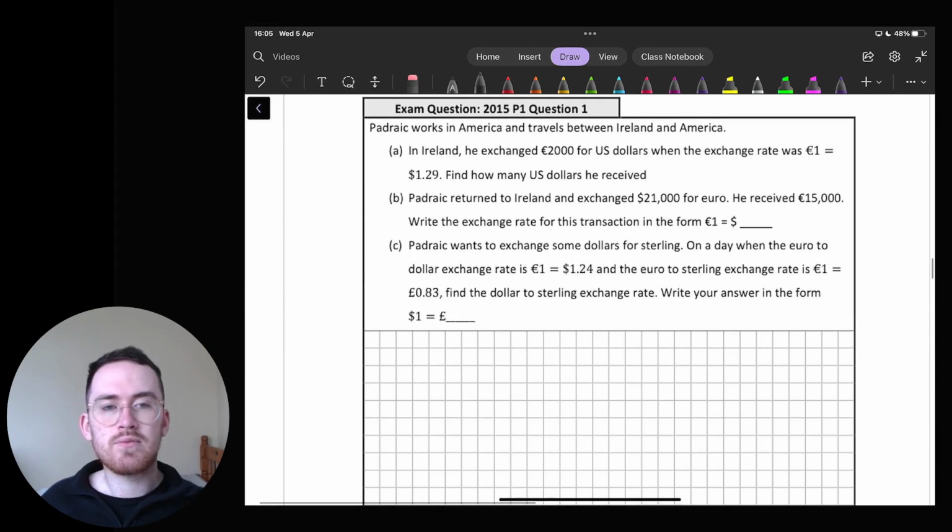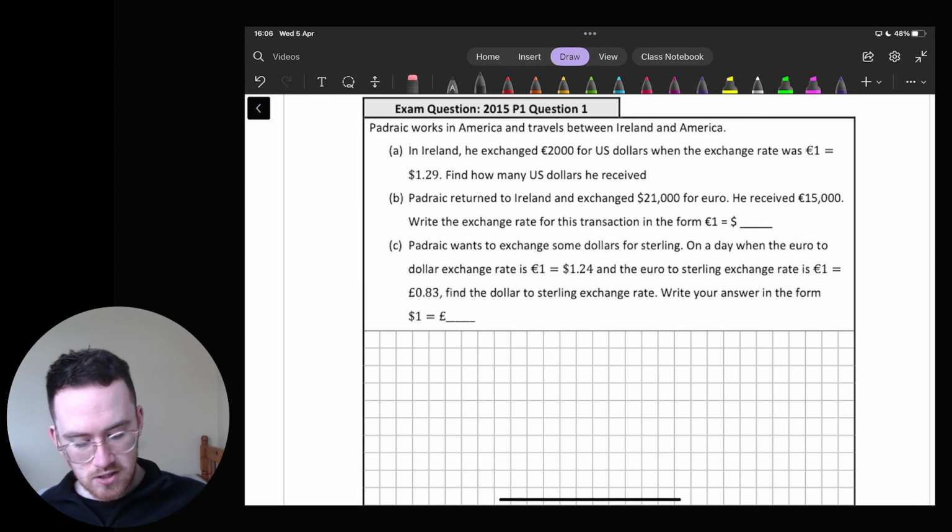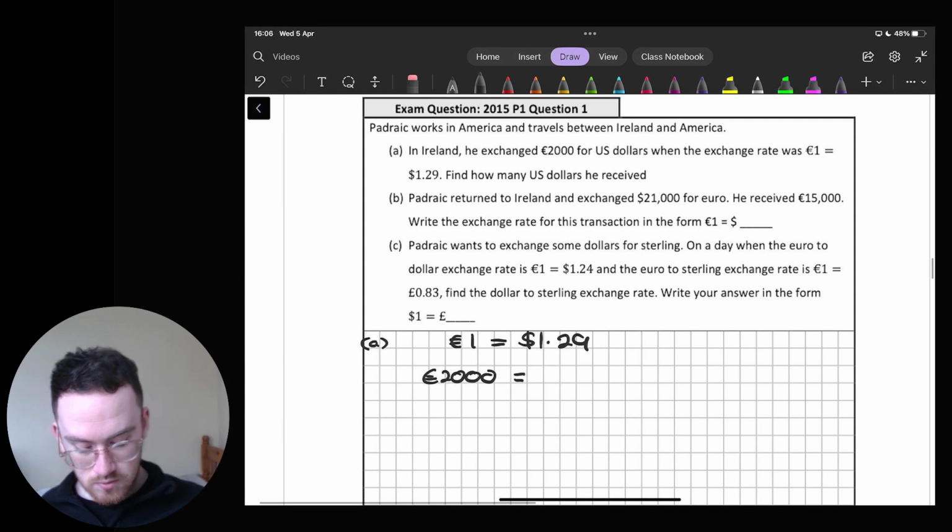So look at an exam question now. Porrick works in America and travels between Ireland and America. In Ireland, he exchanged €2,000 for dollars when the exchange rate was €1 is $1.29. How many dollars did he receive? Well, we set it up. €1 is $1.29. So for 2,000, it's going to be 129 multiplied by 2,000, so we're multiplying both sides by 2,000.